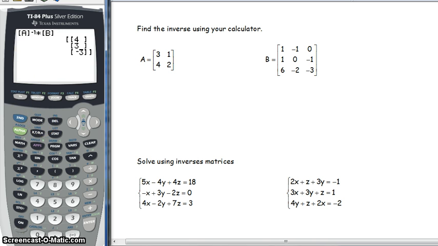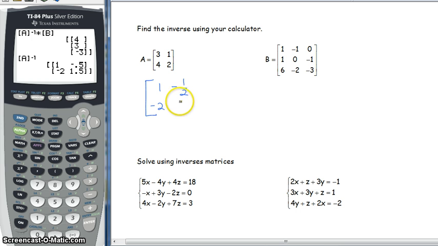We want to make sure that we go back to the home screen. If we want to find the inverse of A, we've got to go to that second x to the negative first, 1. This is the inverse button. And we hit that. The calculator does all the hard work for us. 1, a negative 1/2, a negative 2, and 3/2.